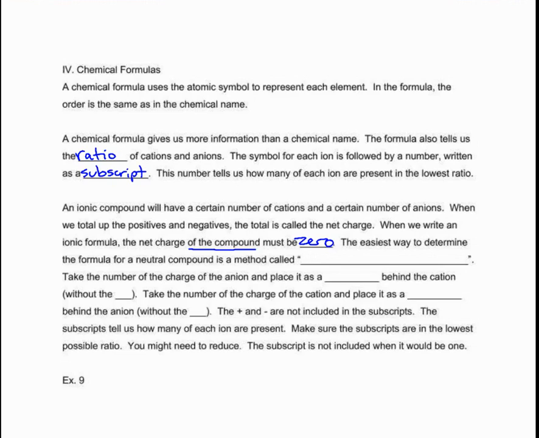The easiest way to determine the formula for a neutral compound, or something where the net charge is 0, is a method called switching the charges. So here's what you're going to do. You're going to write down the atomic symbol with the charge of each of the two ions.